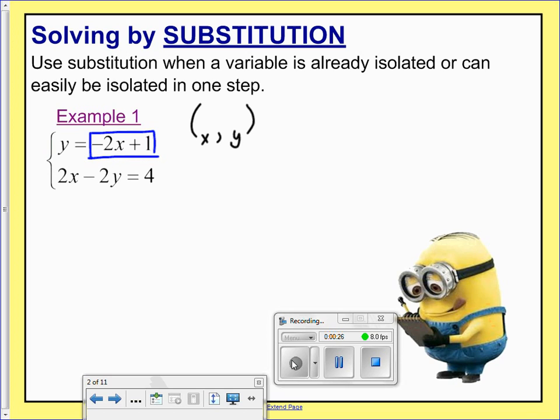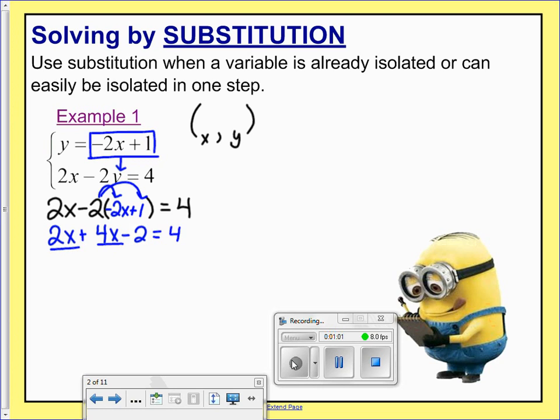So what I'm going to do is substitute that expression in for that isolated variable. To do this, we're going to rewrite the second equation. But where I see that y, I'm just going to put a parenthesis. And in that parenthesis, I'm going to substitute what y equals, negative 2x plus 1. Let's distribute the negative 2. Negative times a negative is a positive 4x minus 2, and bring everything else down.